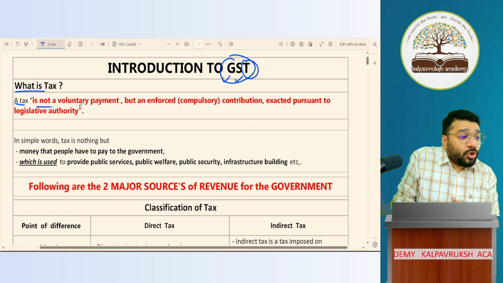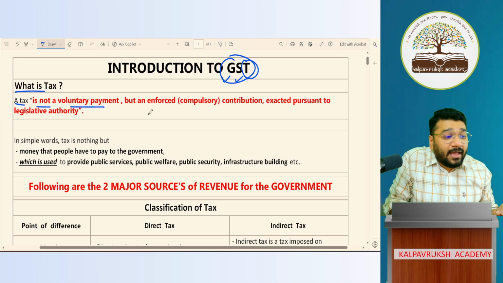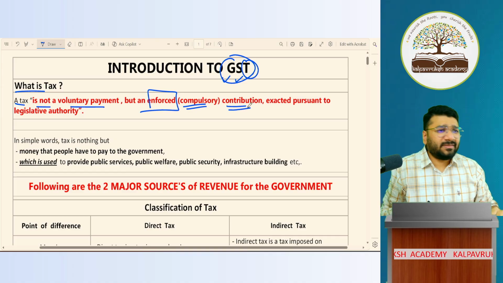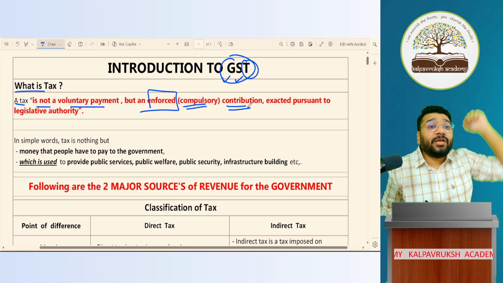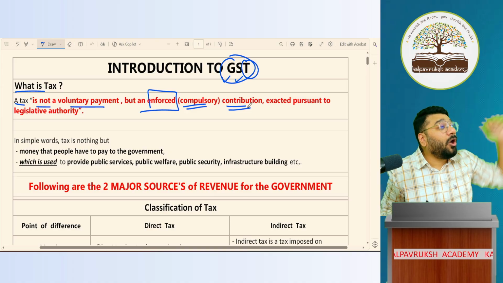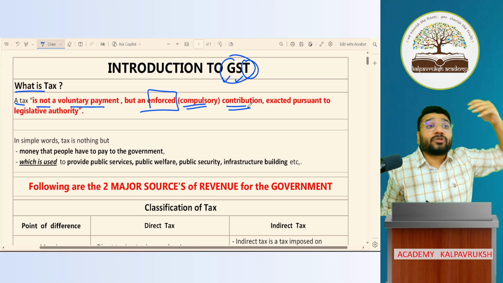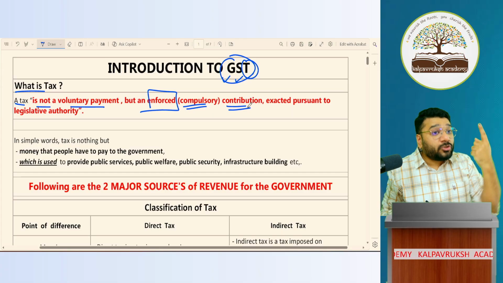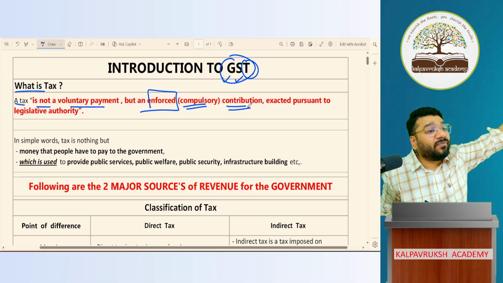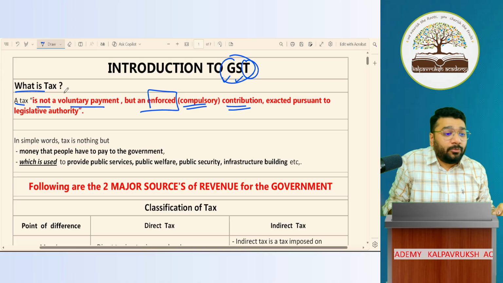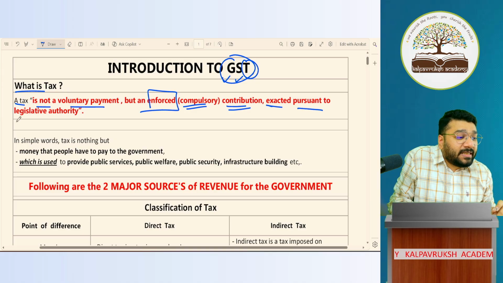What is tax? Tax is not a voluntary payment, but an enforced compulsory contribution. Who is compelling, boss? Law is compelling. Income tax law is compelling you to pay income tax. GST law is compelling you to pay GST. Like that, there are so many laws compelling you to pay so many different types of taxes. There's not one tax or two taxes. There are 100 different types of taxes. So each law is compelling you to pay tax. So tax is not a voluntary payment, but an enforced compulsory contribution exacted pursuant to legislative authority.